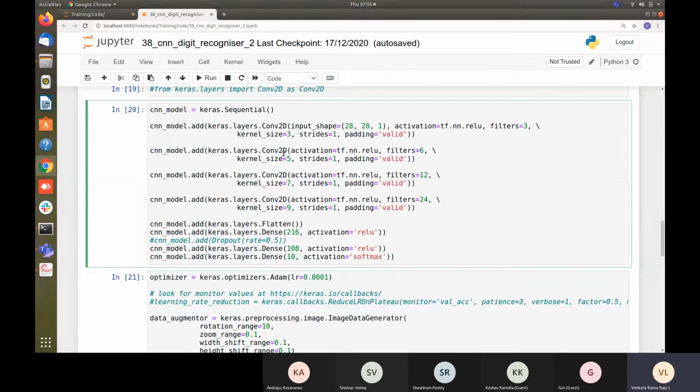When you apply this filter, 26 minus 6 plus 1 is 21. 21 by 21 by 6 is going to be the output, since the number of filters is 6. Then the kernel size I said is 7. 7 by 7 by 6 is the filter dimensionality. We are applying 12, so 21 minus 12 plus 1 is 10. 10 by 10 by 12 is going to be the output here, and again you are applying 24 filters. 9 is the dimensionality. 10 minus 9 plus 1 is 2. 2 by 2 by 24 you get as the output here.